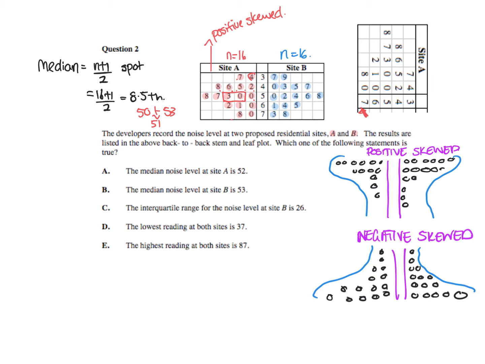51.5? So the median was not at 52, was it? No. And then they want which statement is true. So if I go through this one, the 8.5, 1, 2, 3, 4, 5, 6, 7, 8. So it's in between 52 and 54. What would the median be there? 53. So which one of the statements is true?